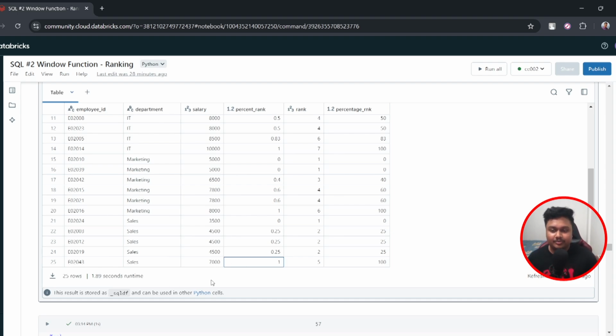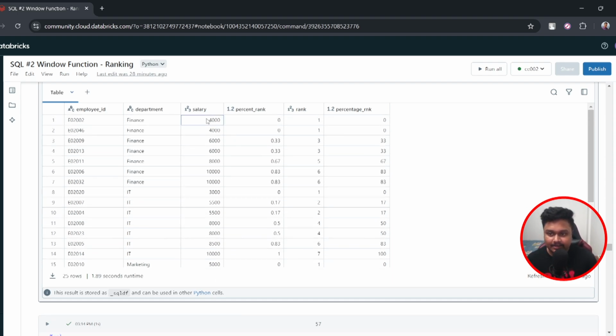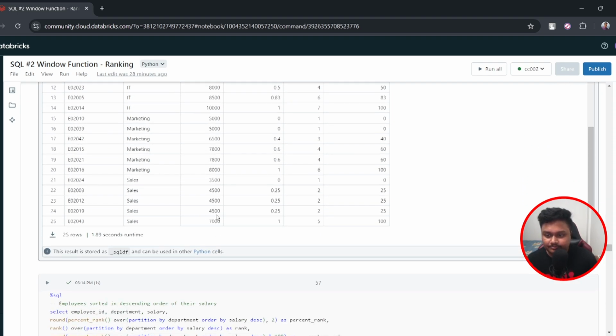So this is something to remember. If the first record is there, then irrespective of how many times it occurs, the percent rank will always be 0%. And for the last record, that is this one, if there is only a single occurrence, then only it will be 1. Otherwise there will be some decimal point to it.